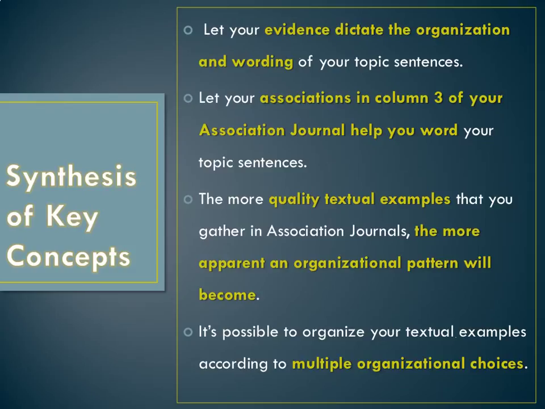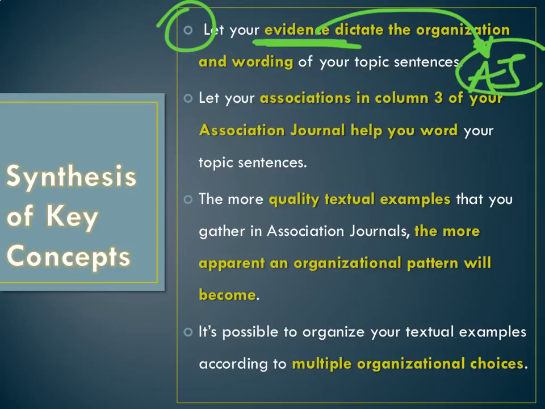Firstly, it's really important that you let your evidence dictate the organization and wording of your topic sentences. This is really going to entail you examining the evidence that's in your association journal very carefully and basically just treating these 7 organizational patterns as a sort of checklist and see, can I group them according to time? Can I group them according to place, etc.? And if you found good evidence, one of these patterns will be there.